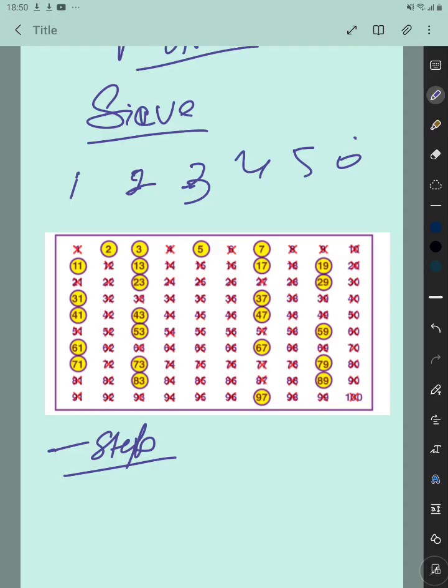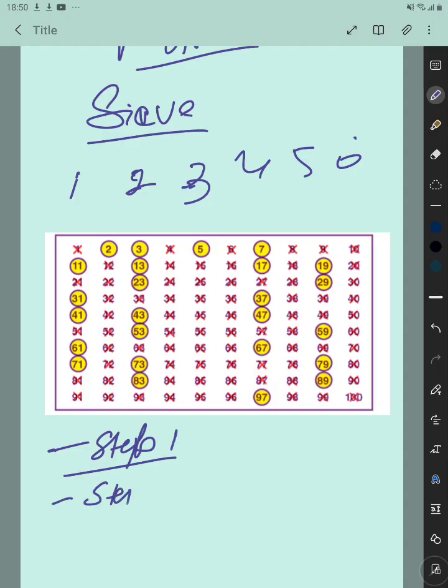Because one is not a prime number, we'll cross it out. Since we need to find the prime numbers, we'll cross out all numbers that are not prime numbers. Okay, step one: cross out one.